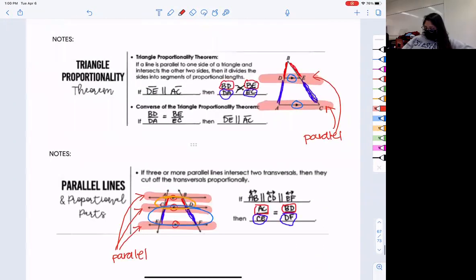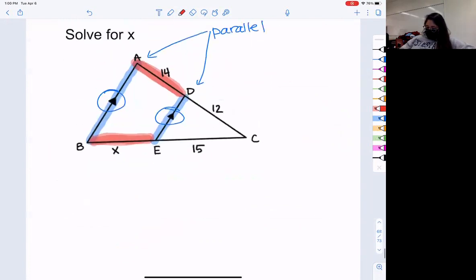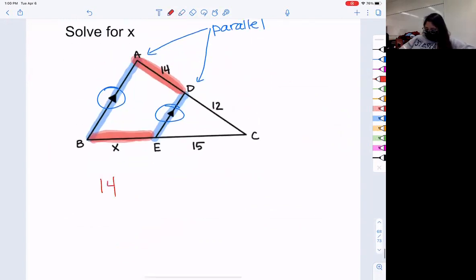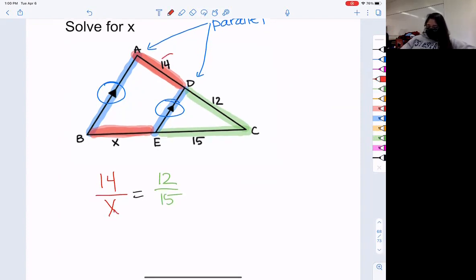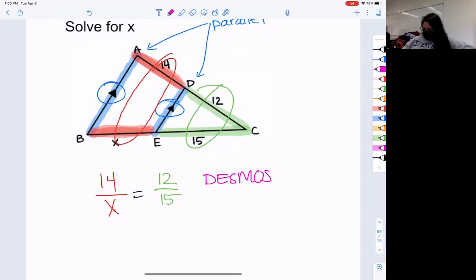So in this example up here, it says the same thing. Small triangle goes with small triangle, big triangle goes with big triangle. So you have 14 with X. So 14 over X equals 12 over 15. Very good, Leslie. Very good, Kimberly. 12 divided by 15. My apologies. You're going to take these sides together, and then you're going to take these sides together. And then what's our next step? Desmos. Very good.